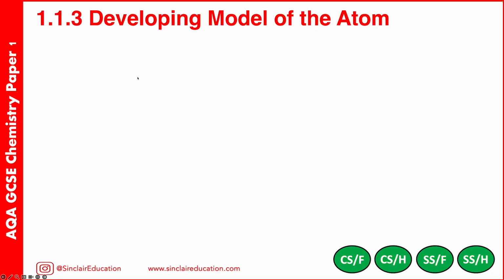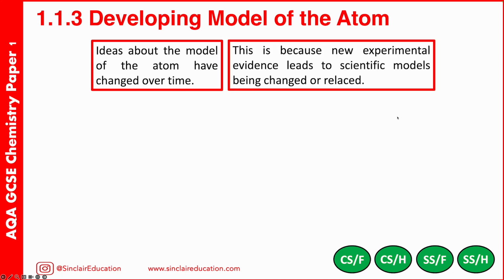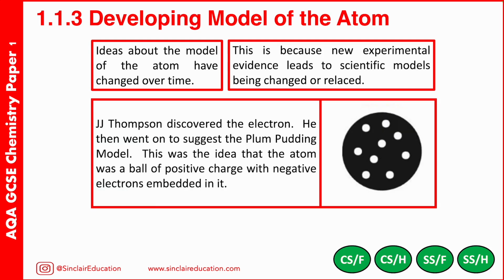The next section of the spec then is knowing about how the model of the atom changed. Now this ties into physics also, as it's content that comes up there. Here, ideas about the model of the atom have changed, and it's always down to the discovery of some new evidence that leads to us having to change this. So with particles, we started off with Dalton, claiming that atoms were tiny spheres that could not be divided into anything smaller. The reason for this is that we knew there was matter, but not a lot else. Electrons, protons, neutrons had not been discovered.